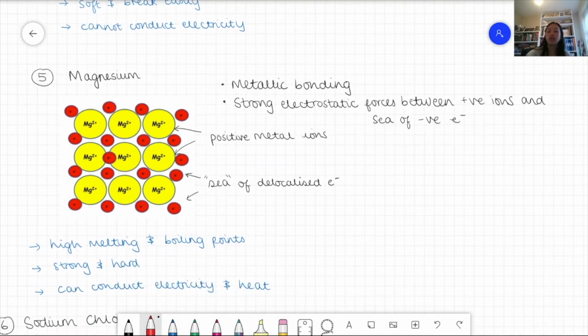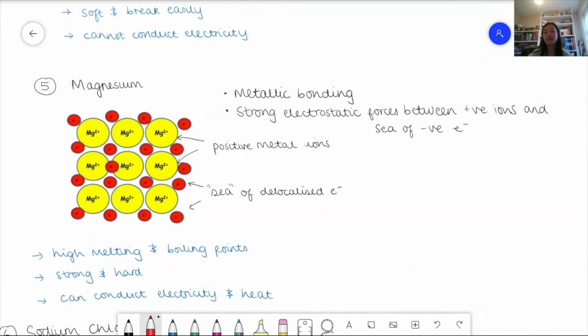Next, we move on to magnesium, and this is an example of metallic bonding. And so there's very strong electrostatic forces between the positive ions and a sea of delocalized electrons, which are negative. And so we get a high melting and boiling point. They're very strong and hard.